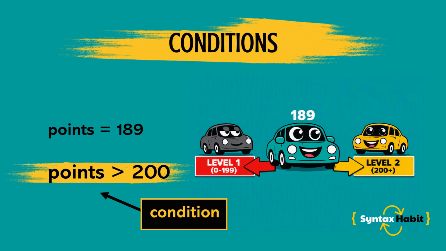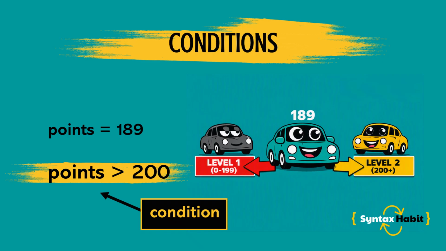When a program makes a decision, we need a condition to evaluate. The condition tells the program what it needs to check. Let's look at the example on the screen. To move to the next level, the player needs more than 200 points. So our condition is points greater than 200. We are comparing the player's score with 200.